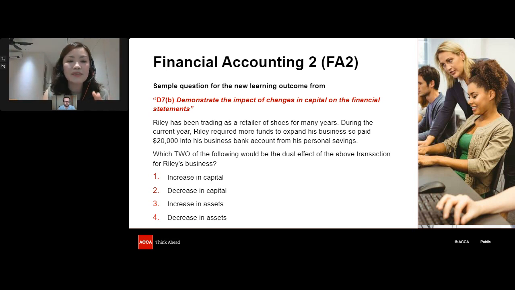Now, when we look at the term assets here, we understand that this refers to both current assets and non-current assets. But of course, we're here talking about cash, so specifically it refers to the current asset. Now, again, you'll be given 10 seconds, and please give it a try, look at these questions, and see what is the correct answer.